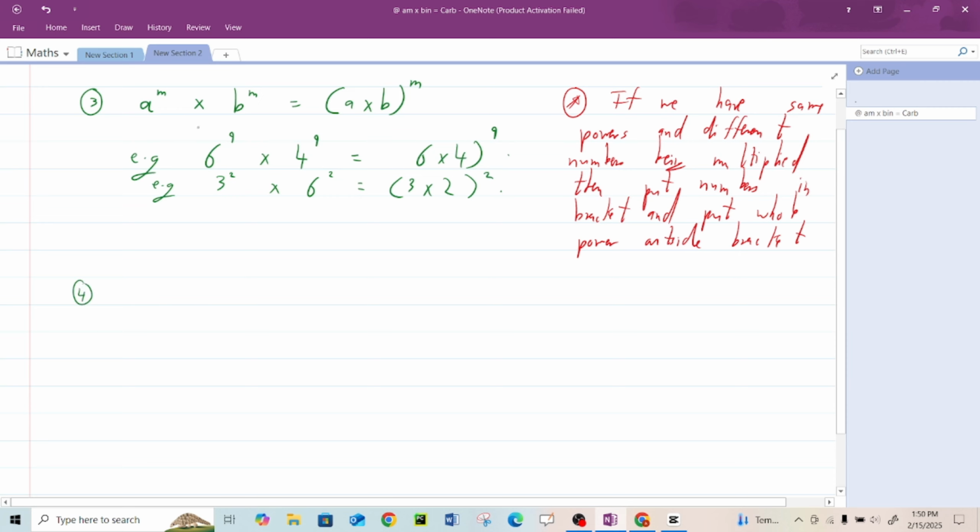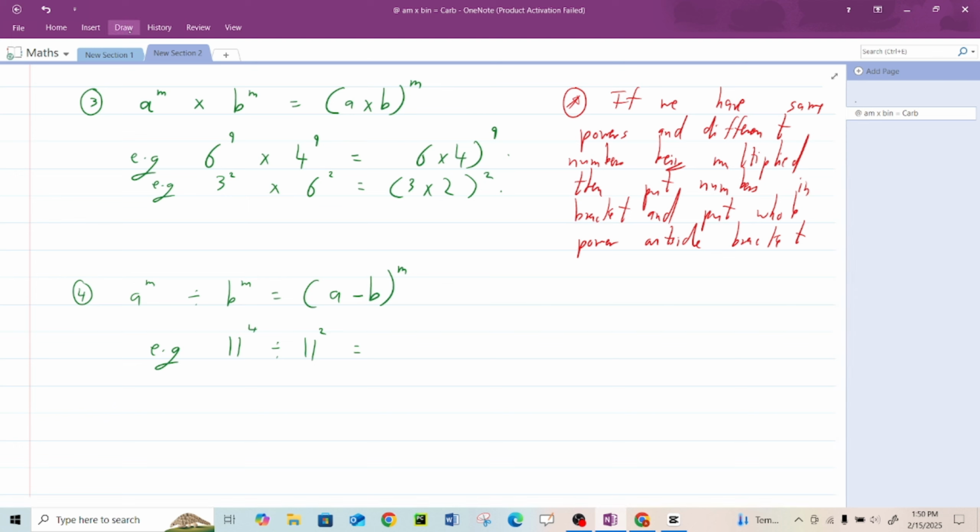Okay. Now the next one is, yeah, you guessed it, we're going to take the fourth one first here. It's going to be the opposite rule. We have, let's say, a^m again. Now division in the middle, b^m, equals, you already know, (a divided by b) whole power m. Let's take one example and then move on. Let's say I have 11^4 divided by 11^2. What do we do? Oh, no, not this. I mixed it up with the previous one.